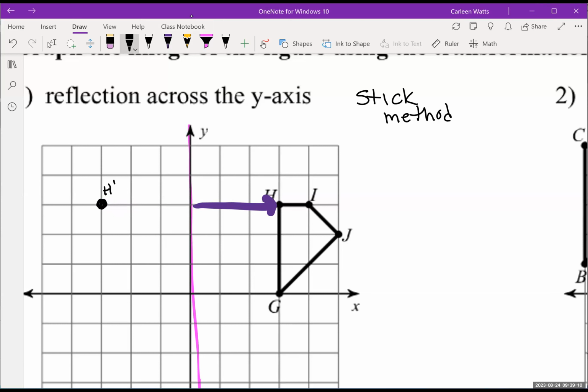It does. Thank you. Okay, now I'm going to make another stick for I. Yeah, 1, 2, 3, 4 to the right. 1, 2, 3, 4 to the left. And there is I prime. Okay, let's do J. So do all your sticks.